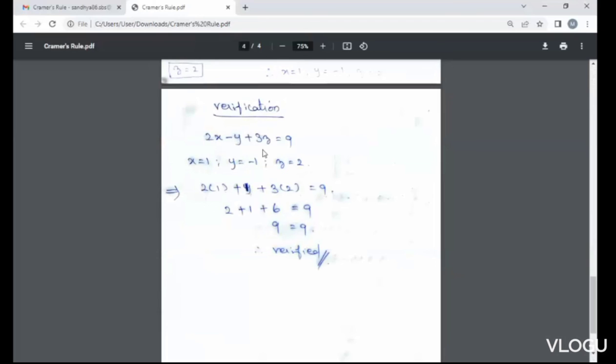So what are all the variables values? It is x is 1, y is minus 1 and z is 2, and x, y, z are replaced by these things. So 2 times of 1, y is replaced by minus 1. So minus into minus will become plus, plus 1, and z is replaced by 2. So 3 into 2, 6. So 2 plus 1 plus 6, we will get 9. So our calculated values, that is 1, minus 1 and 2 are correct.